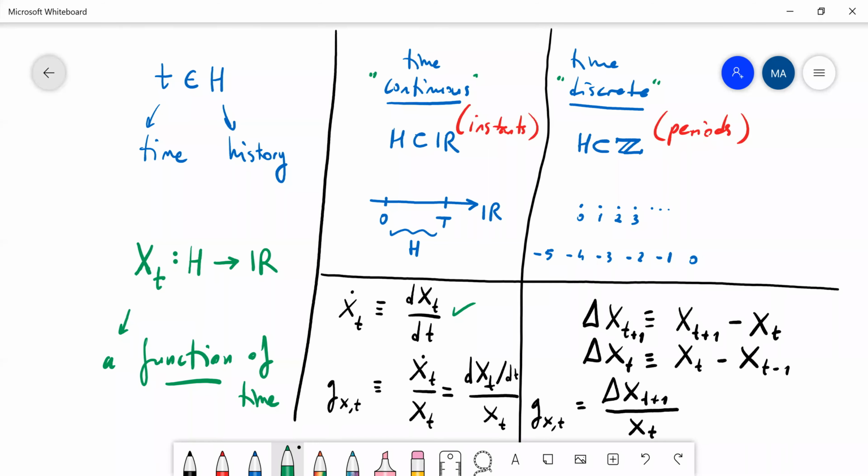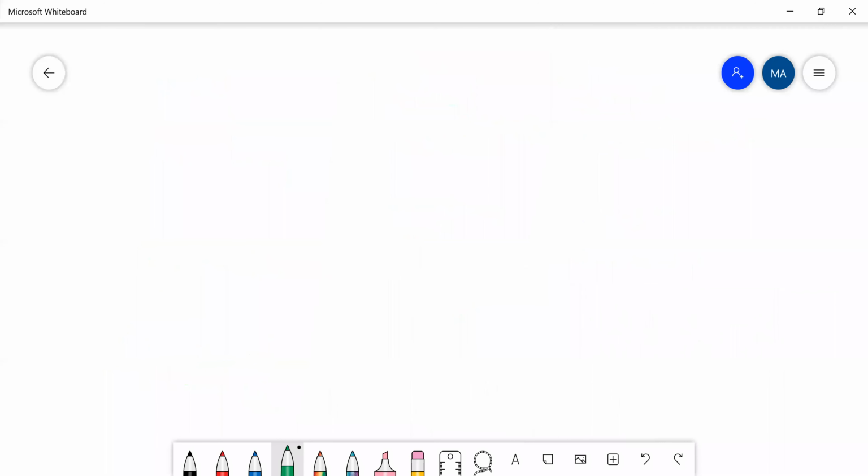Now, let me show you a couple of rules about growth rates, okay? And here for now, I'm going to use a continuous time framework, all right? So there's time. Time is an element of history, and history is a subset of real life, okay? Now, one thing that is very interesting and very useful, obviously, is this.